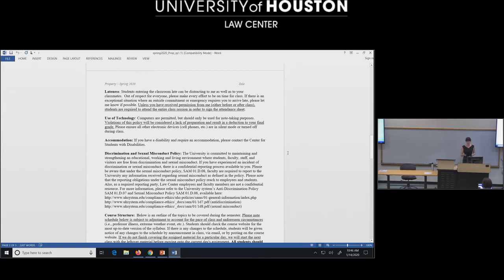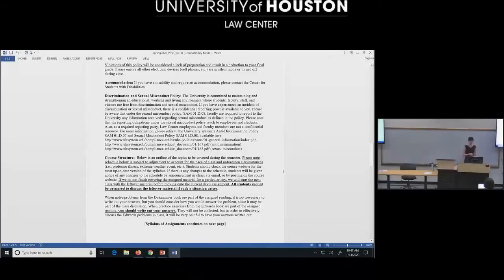Technology, so laptops and computers are permitted for note-taking purposes. And again, violations of this policy will be counted against the class participation portion of the grade. All other devices should be turned off, in silent mode, and not used during class. Information about accommodations and the discrimination and sexual misconduct policy are there. I'm not going to read those aloud, but please take a look at those.